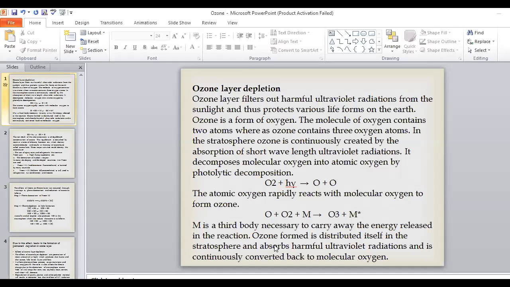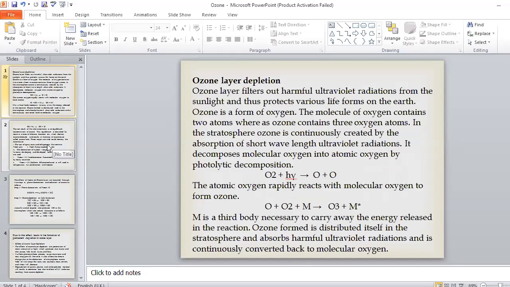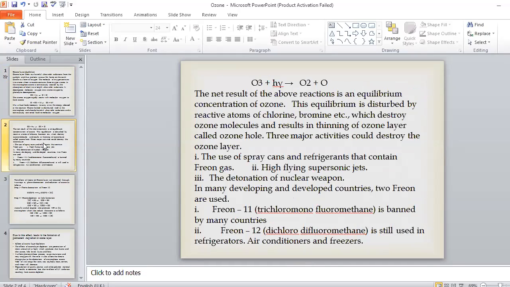Then ozone is formed, distributes itself into the stratosphere and absorbs the harmful radiations continuously, and the reaction keeps on occurring. By absorbing this ultraviolet radiation, the molecular oxygen splits into atomic oxygen, and this atomic oxygen again combines with another, and this process of formation and decomposition keeps on occurring in the ozone layer. Due to that the layer keeps on forming.